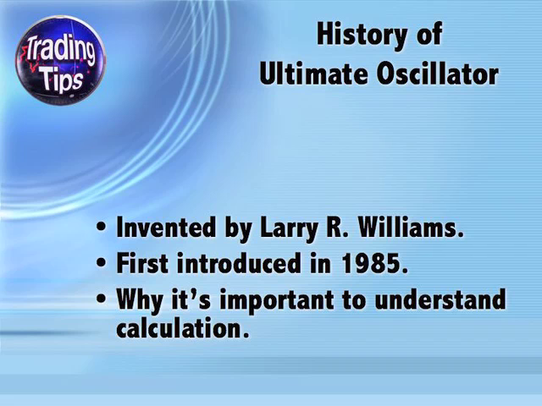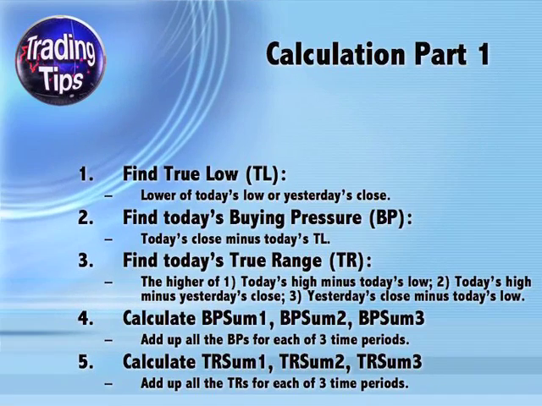Thankfully, times have changed, but it still pays to understand how technical statistics are calculated, and we'll deal with that on the next slide. The first step is to calculate the stock's true low, or TL, which is the lower of today's low or yesterday's close. Next, you determine today's buying pressure, or BP, which is today's close minus today's TL. Third, calculate today's true range, or TR, which is the higher of today's high minus today's low, today's high minus yesterday's close, or yesterday's close minus today's low.